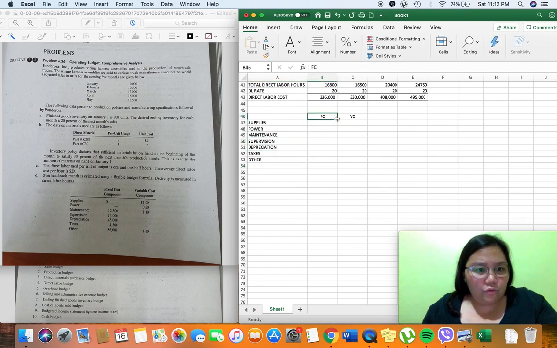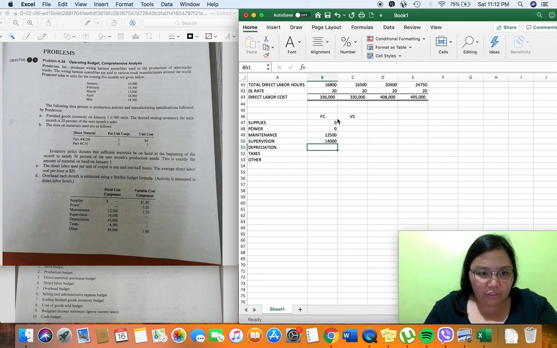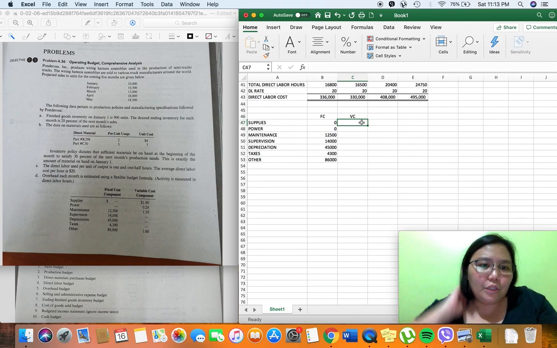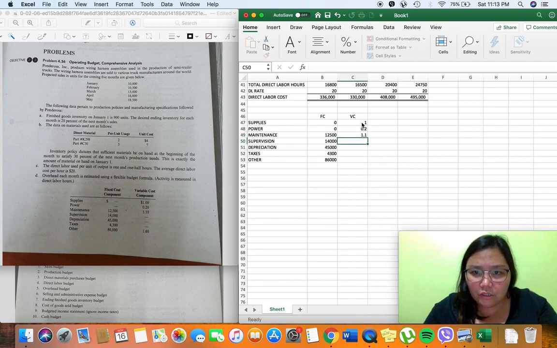So for maintenance, we have 12,500 fixed cost, 14,000 for supervision, 45,000 for depreciation. Taxes, we have 43, and then for the others, we have 86,000. And then for the variable cost component, we have 1.2, 1.1, 0, 0, 0, and then this one is 1.6.